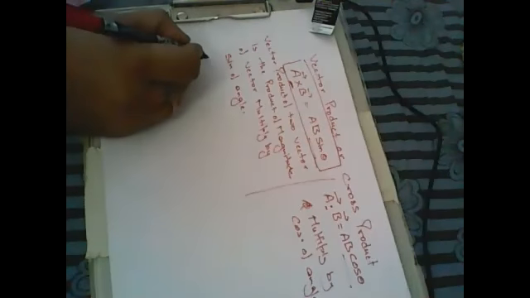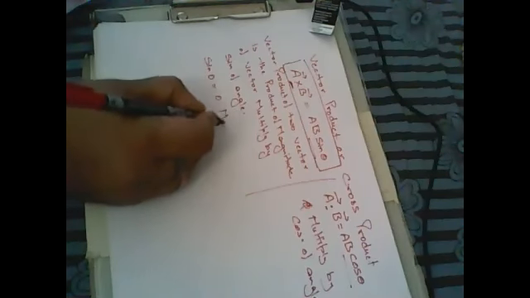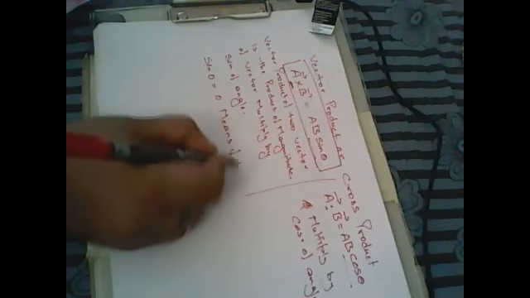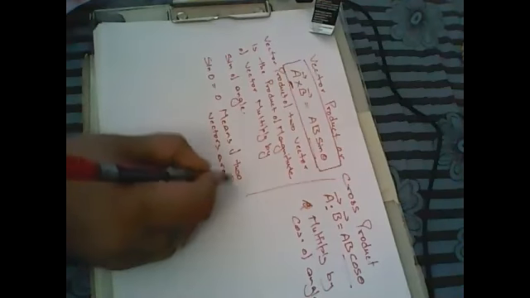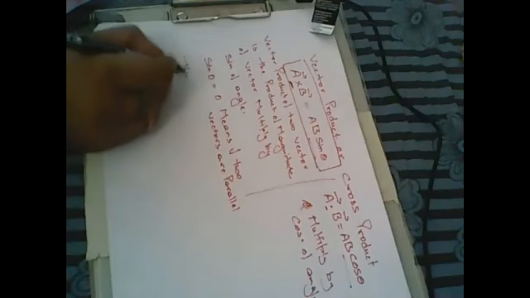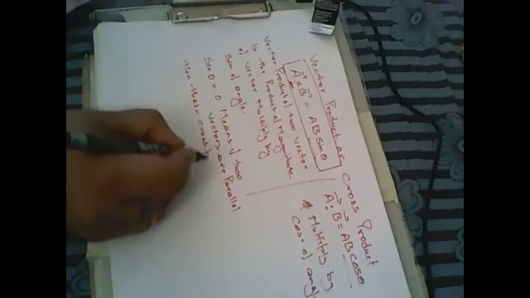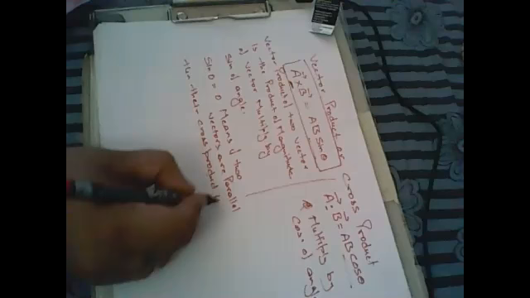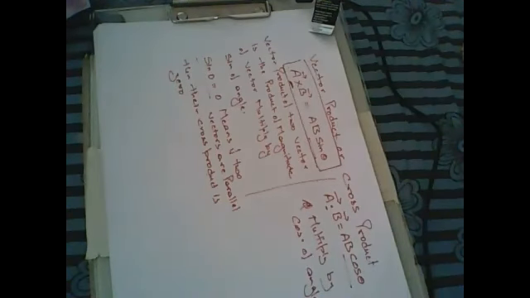Now, we have various values of sine. Sine 0 is 0. Means if two vectors are parallel, then their cross product is 0. Please note it down. If two vectors are parallel, then their cross product is 0.